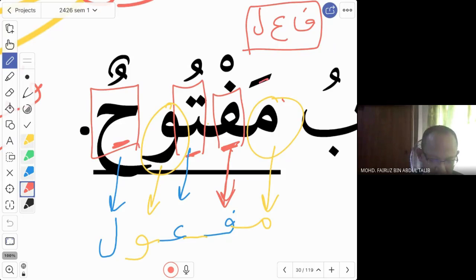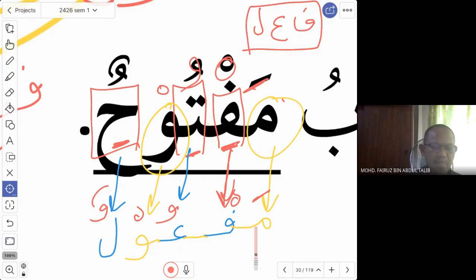So this is ma. Fa with the sukun. Ta is referring to the ain, with the sukun. Waw, this is basically a sukun. Lam, so this is the last letter. The last letter normally ends with a dhamma. So how do you read? Maf'ulun. So maf'ulun, this is the wazan for maf'ul.